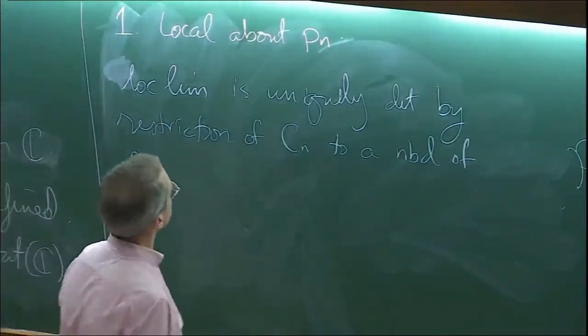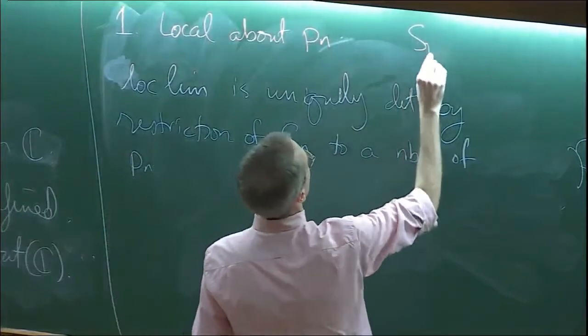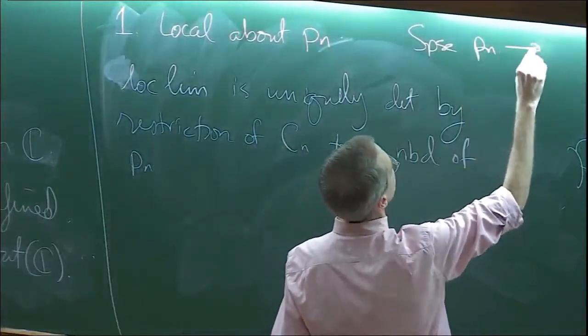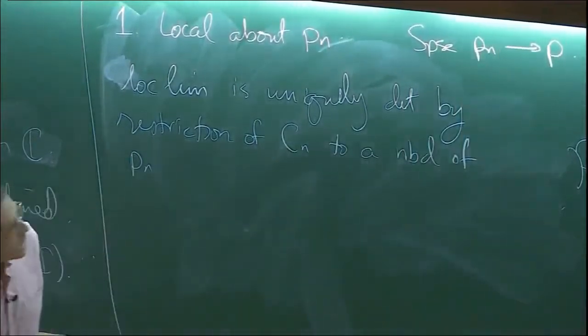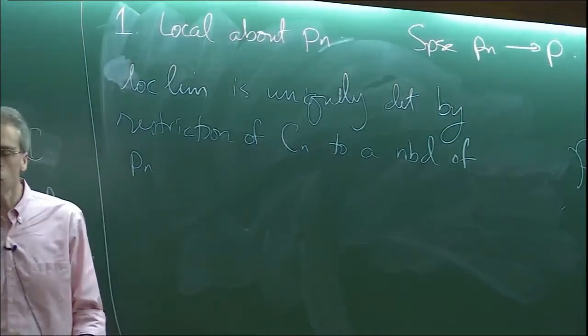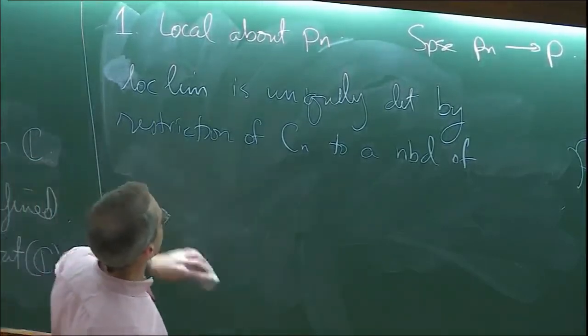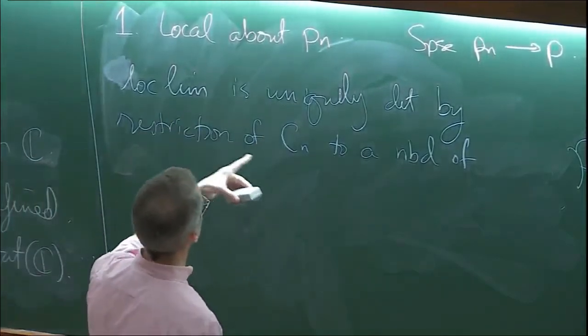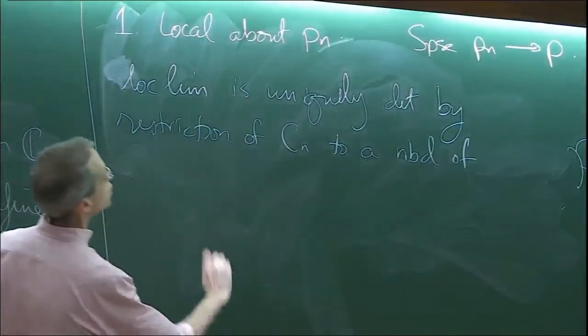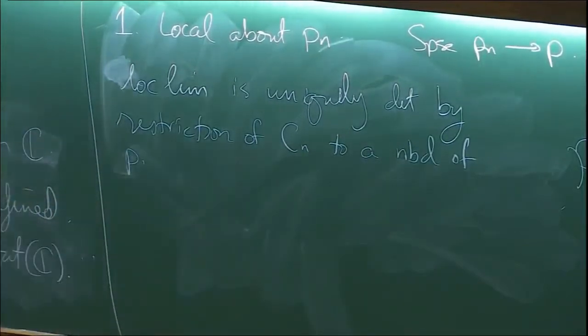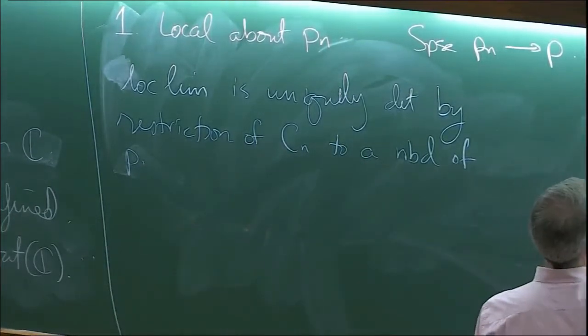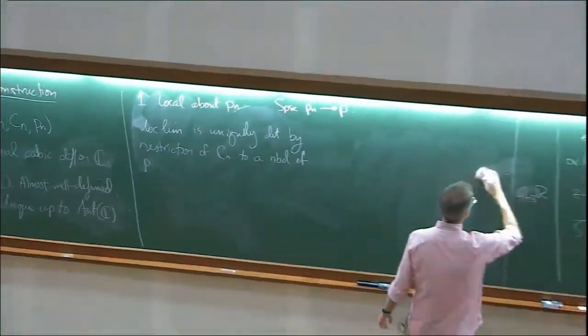Well, okay. Let me say this. Suppose that Pn converges to a point P. Because the Pn's live in a compact surface, after passing to a subsequence, you can always arrange that. So then what I want to say is, it's uniquely determined by the sequence of restrictions of Cn to a neighborhood of the limit point P. It really focuses on what is happening in this cubic differential Cn near the base point Pn. It's local.